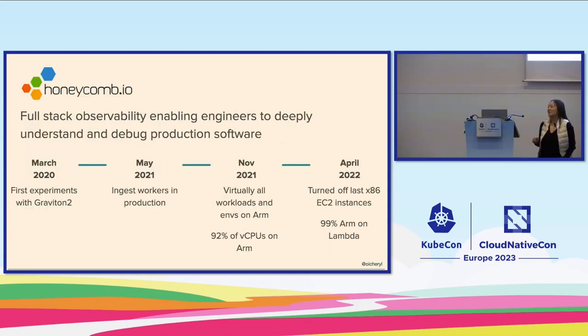Next one up is called Honeycomb. They're an observability provider. So they started doing experiments in March 2020. They moved their first workloads over to production in 2021. By the end of the year, about 6 months later, virtually everything was on ARM. And then in April 2022, they turned off the last of their x86 EC2 instances and basically 100% from then on.